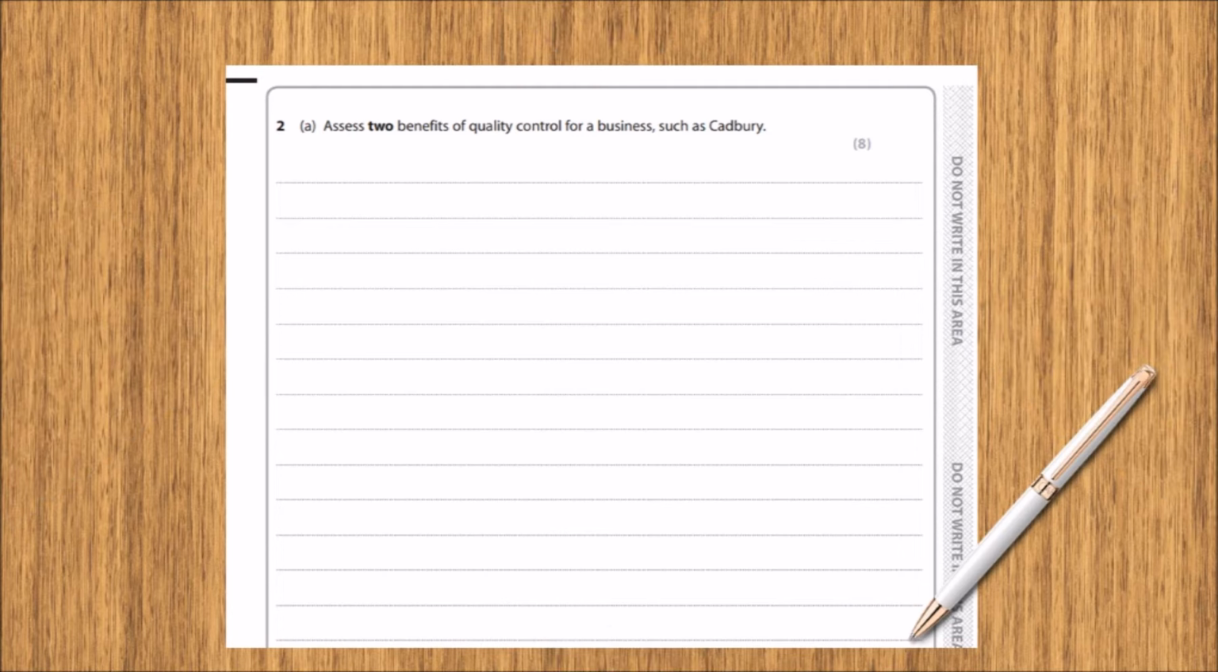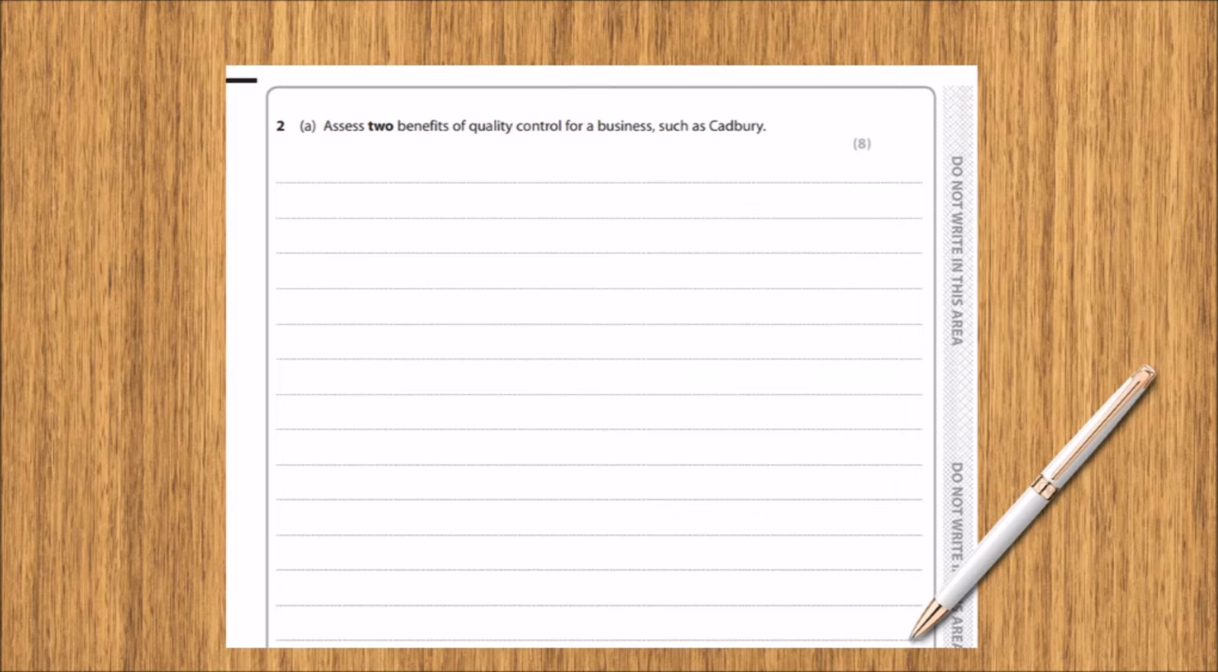So if we have a look at the kind of 8-mark question we might encounter in exams, we'll see that on first sight it looks like they might be wanting us to talk about just one side of a particular argument. In this question that says assess 2 benefits of quality control for a business such as Cadbury, we might think that we launch straight into discussing 2 benefits, and as long as we explain those 2 benefits pretty well, we'll be in a position where we can get ourselves 8 out of 8.